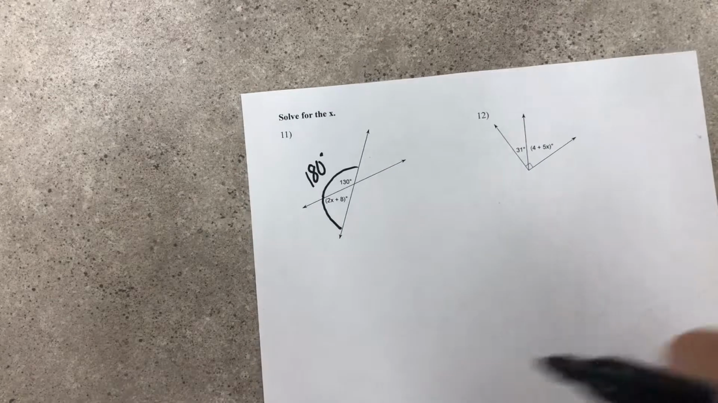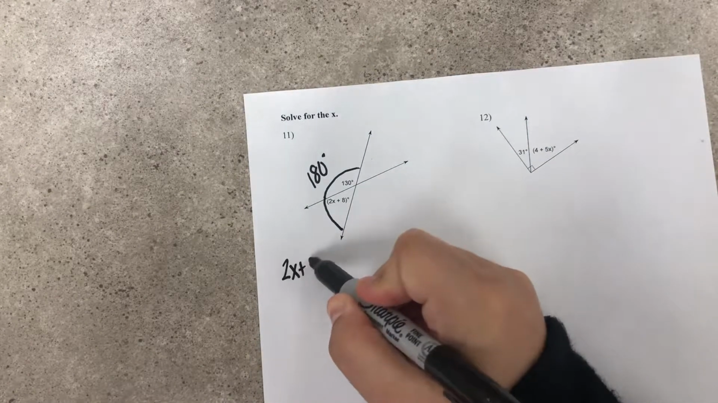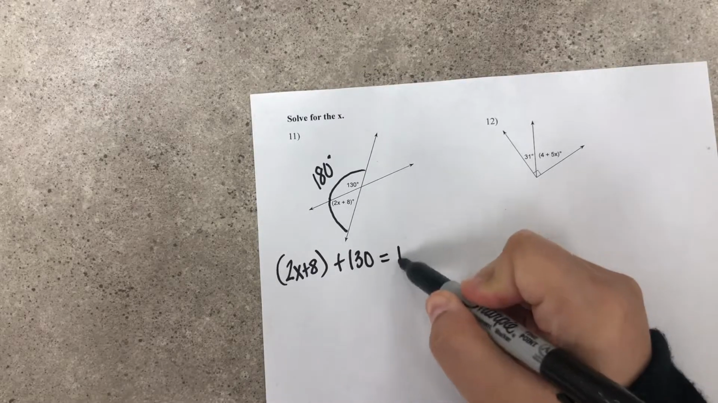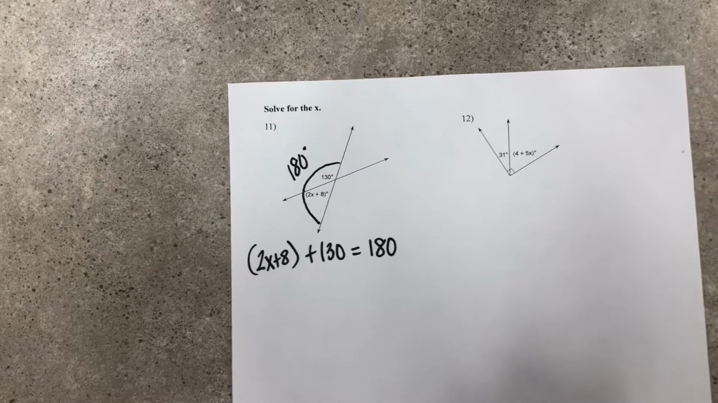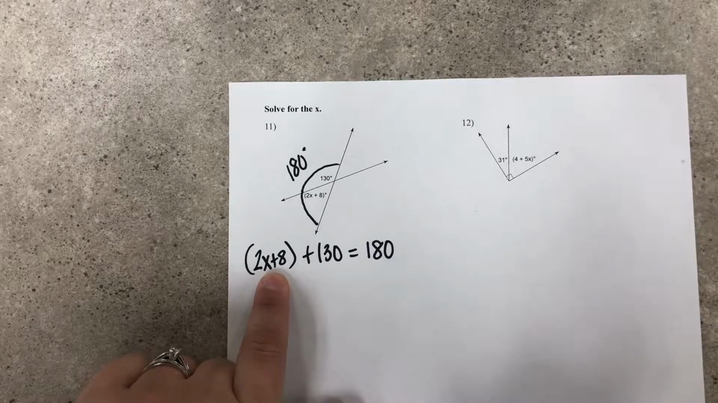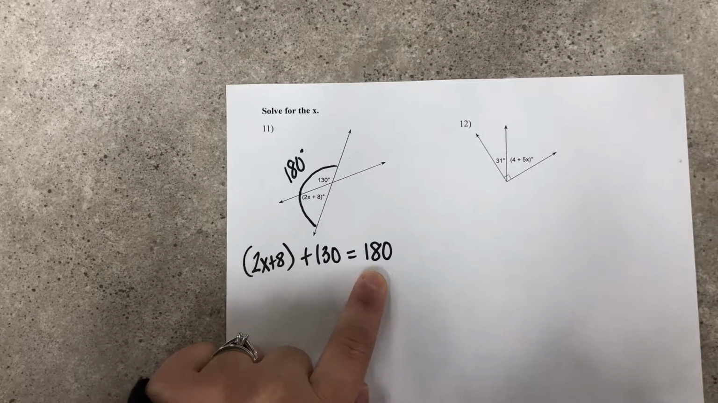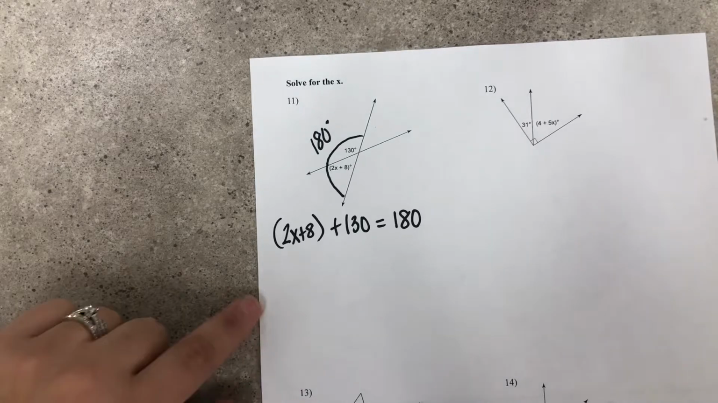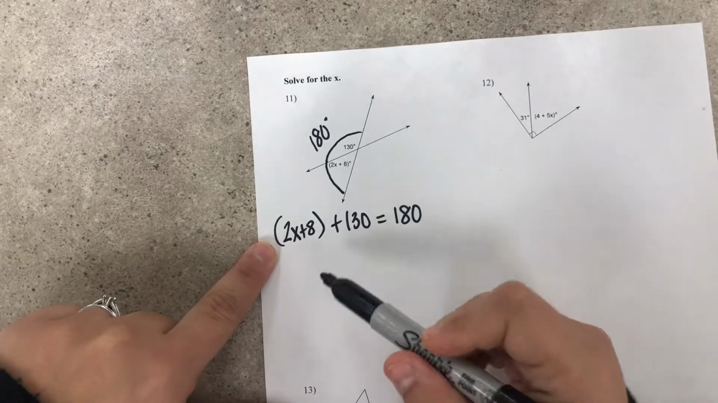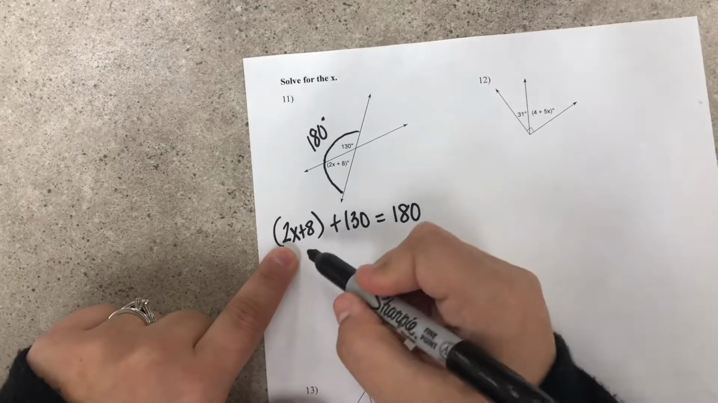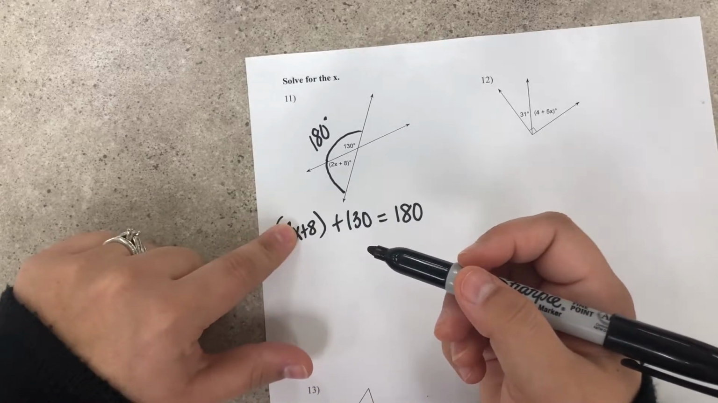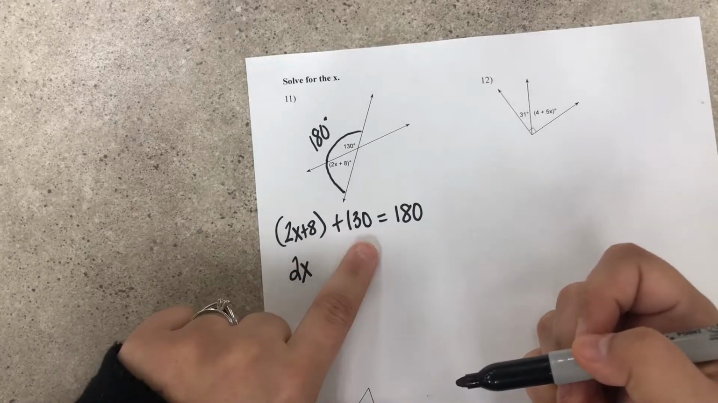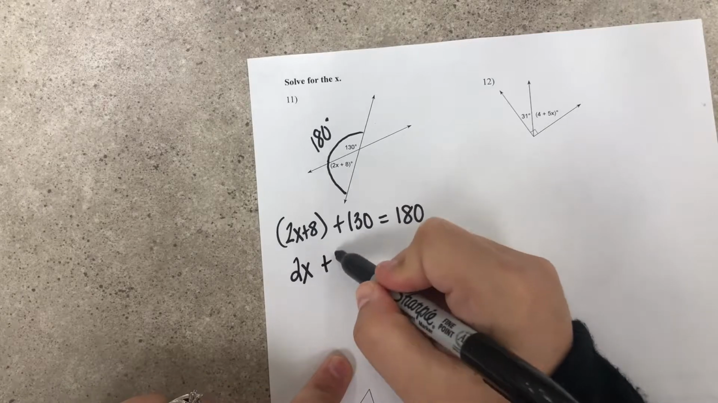So I'm going to come down here and say 2x plus 8, plus 130 equals 180. So this smaller angle plus bigger angle equals 180 degrees. And then it just becomes a simple one or two step algebra problem, right? I'm going to combine my like terms. I have only one term with an x in it over here, 2x, and then I have 2 constants. 8 plus 130 equals 138.